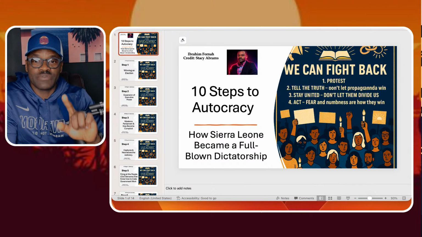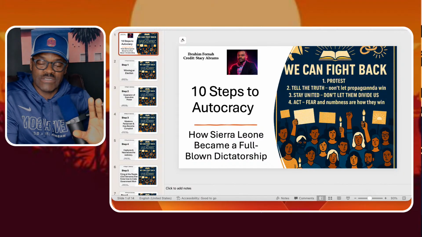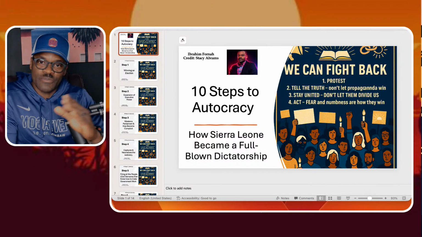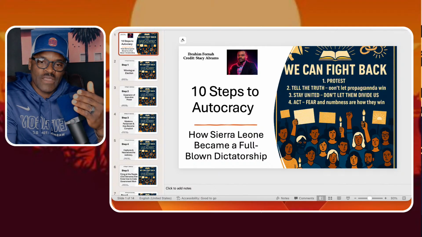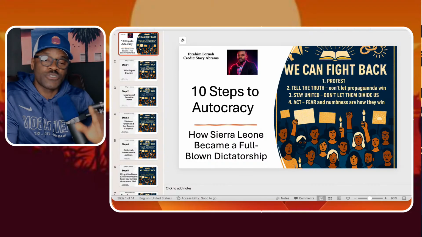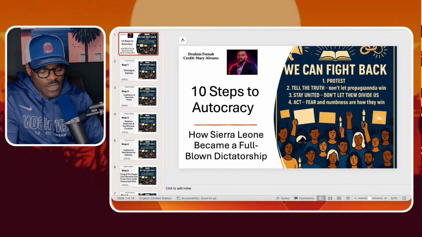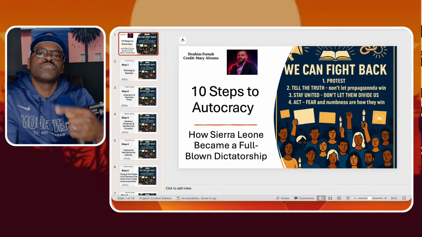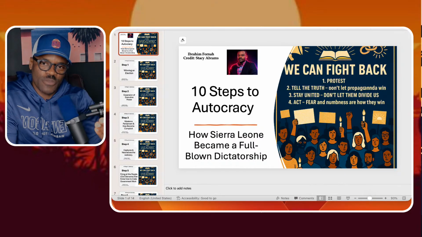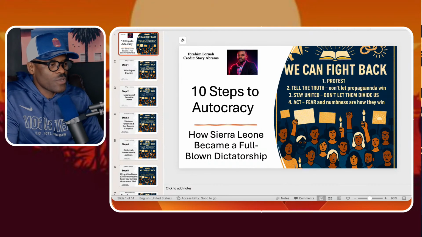And that is what has happened in Sierra Leone. Sierra Leone is a full blown dictatorship. We are almost at the point where it's going to be a one party state system. It's almost there. We're getting there. They are doing everything right now to get us to the one party state system. So I want you guys to recognize that, because if you don't recognize that, you would not know what to do to ensure that you stop that in its tracks. And that is where we're at.